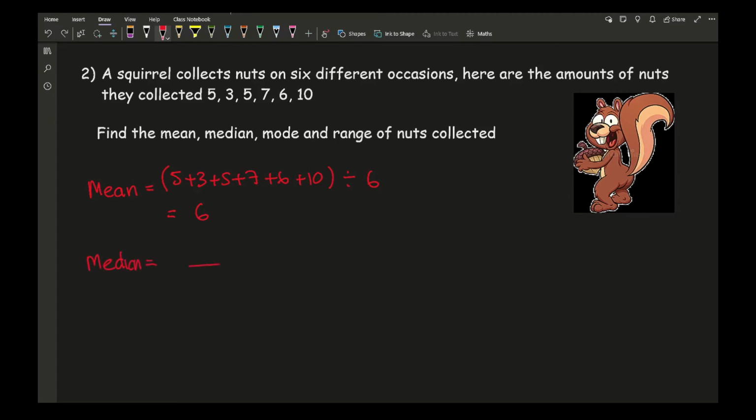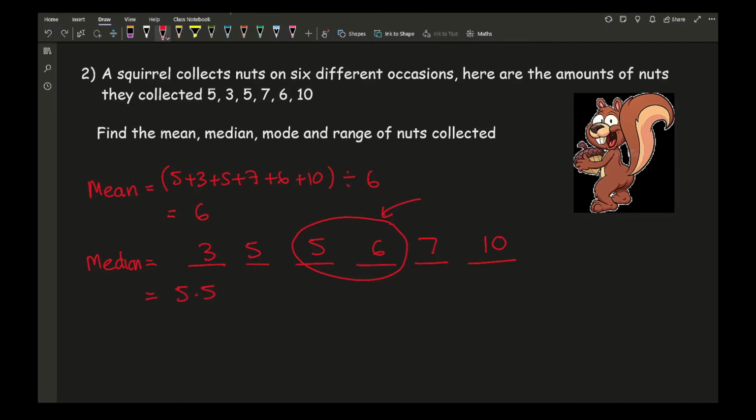So again, I've got 6 numbers, so I'm going to do 6 dashes. And so now all I'm going to do is order the numbers. So I've got 3, 5, 5, 6, 7, and 10. So again, looking at the number in the middle, well, it's going to be these two. So again, I'm going to add the numbers up, which makes 11, divided by 2, which gives me 5.5. So the median then is 5.5.